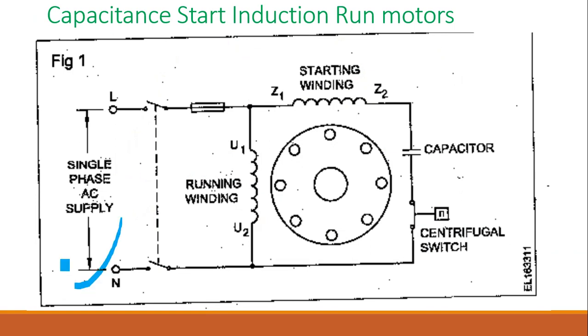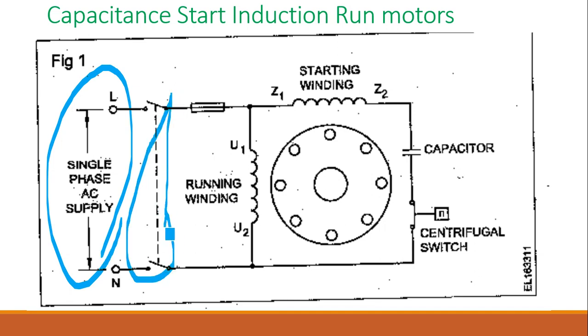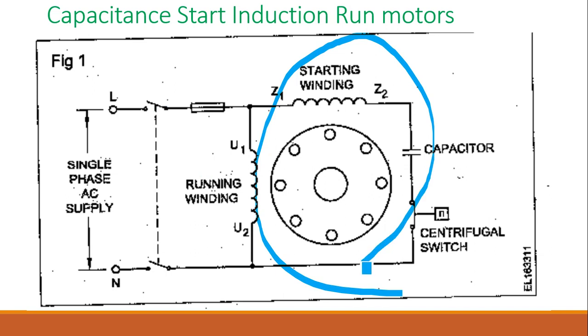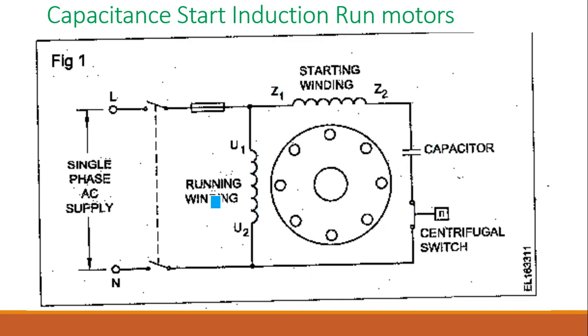In the circuit, a supply will be there, normally a single phase supply with a phase and neutral, and after that a DP switch, the double pole switch, and a fuse will be there. And what is the requirement of the circuit? We want to split the phase into two. The available phase is single phase. We want to make it effectively a two phase motor. For that, we'll be using two windings, one running winding and one starting winding.